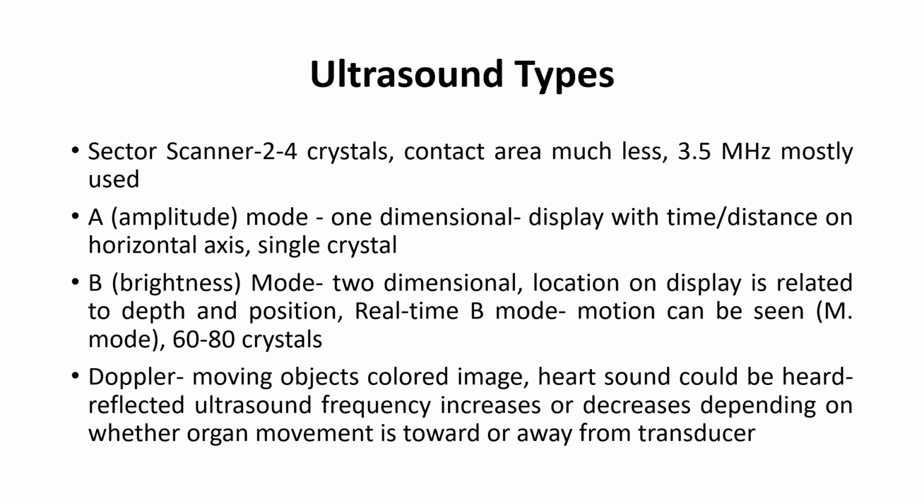It has 30 to 80 crystals that are made of lead zirconate titanate. And the fourth type of ultrasound is Doppler, and Doppler ultrasound scans the moving objects and gives a colored image. And heart sound can be heard in this type of ultrasound.